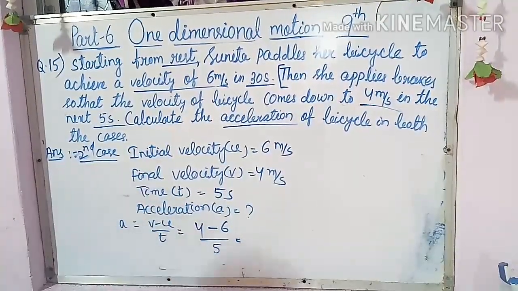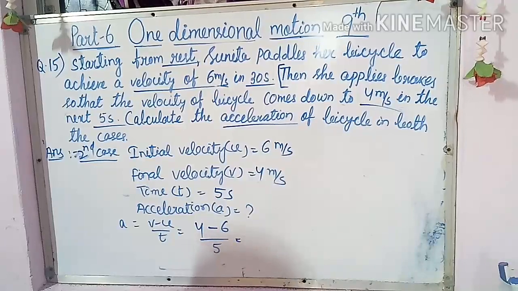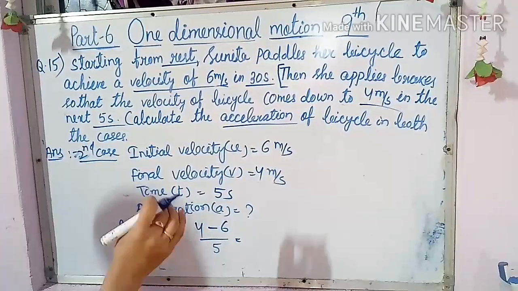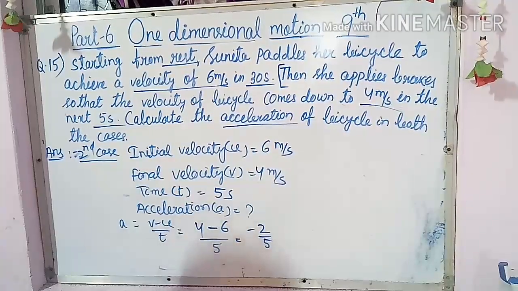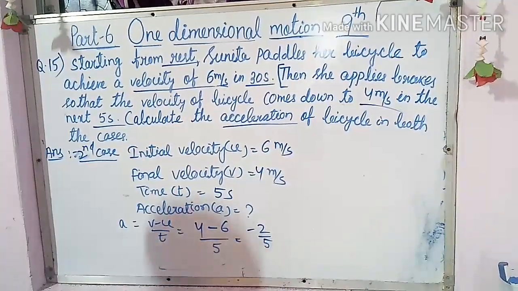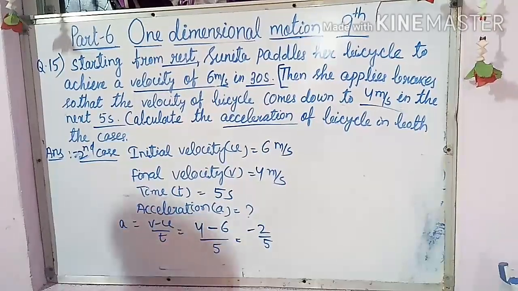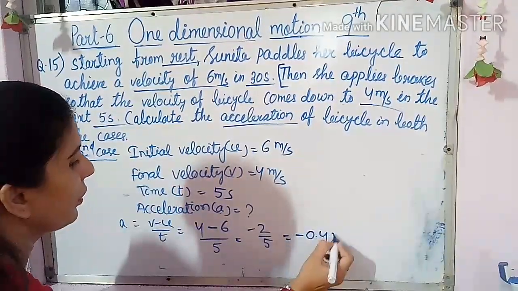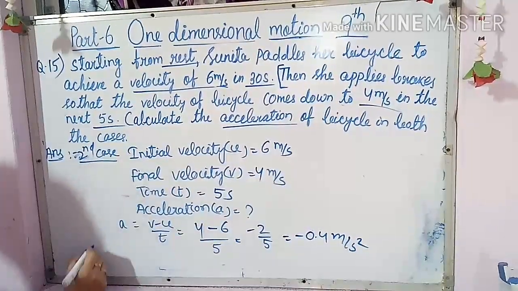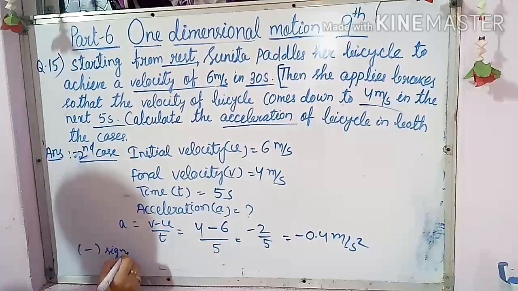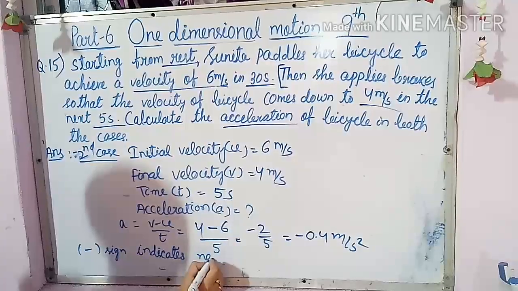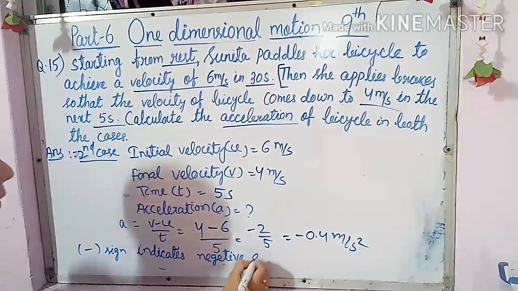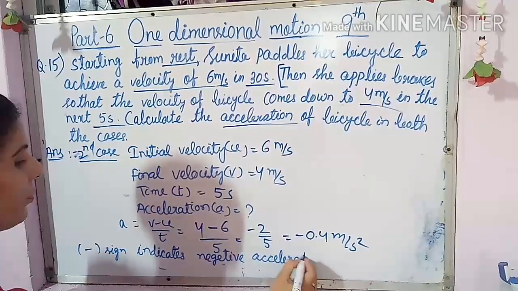As brakes have been applied, definitely the acceleration will be negative, so your answer will come in negative form. Don't worry, you only have to write that the negative sign indicates the retardation. So what are you getting? Minus 2 by 5. Children, don't keep it like this; every time I am telling you, change it into decimal form. So the answer you will get is minus 0.4 meter per second square. But you have to write the minus sign, which indicates negative acceleration. That is your final answer.